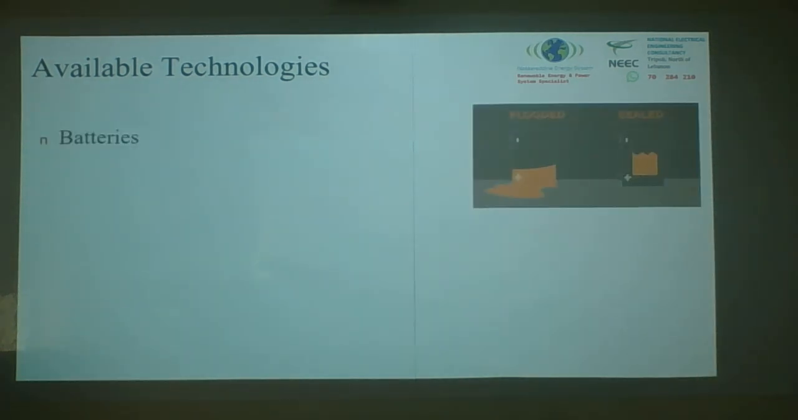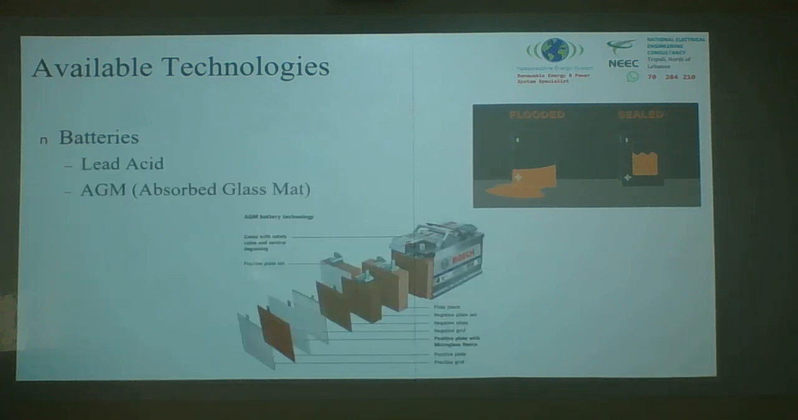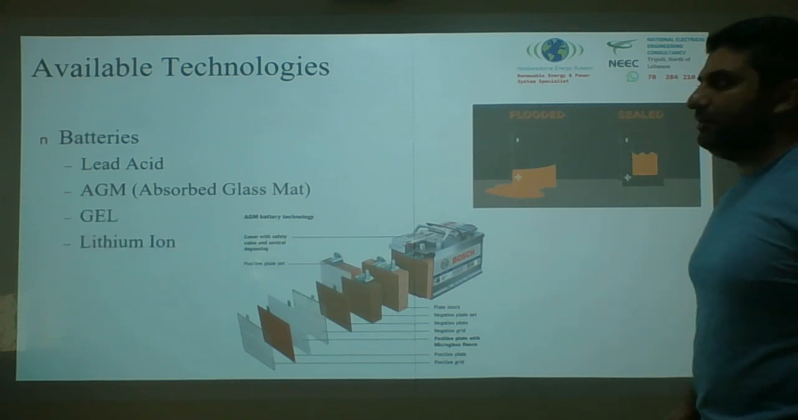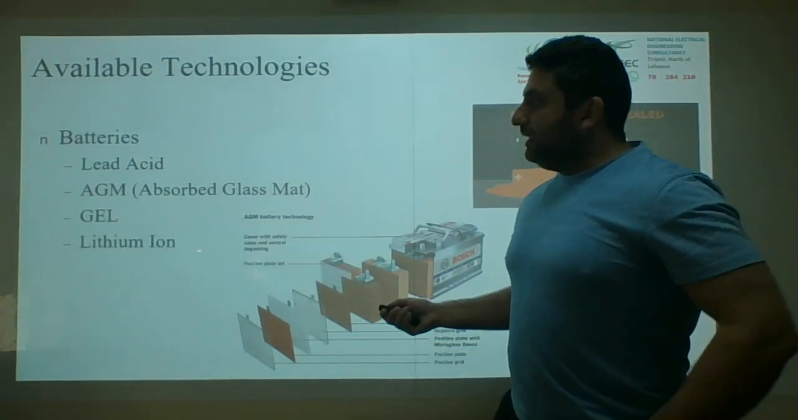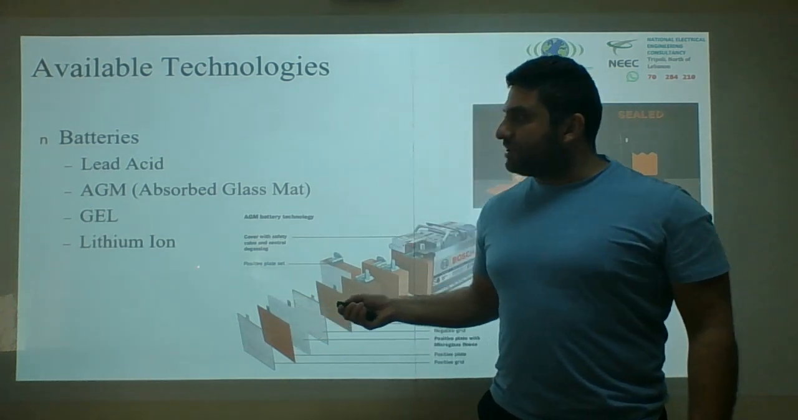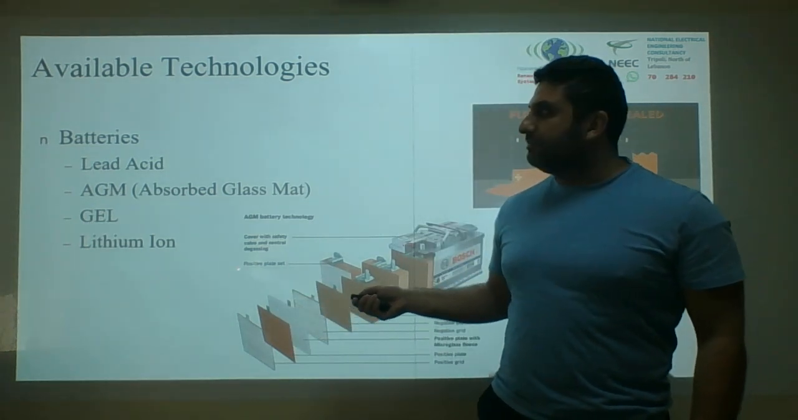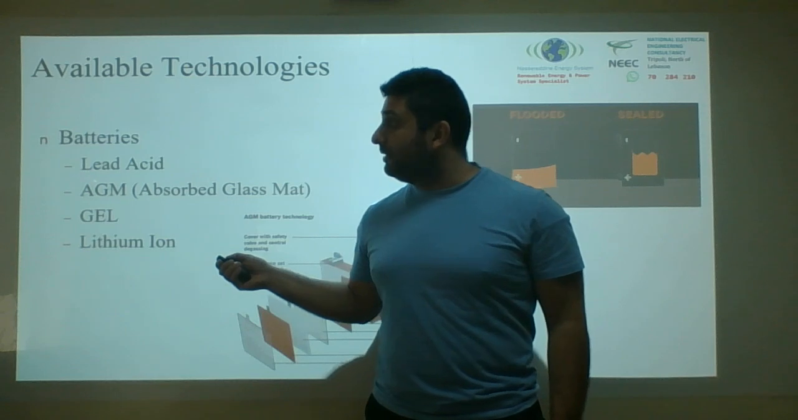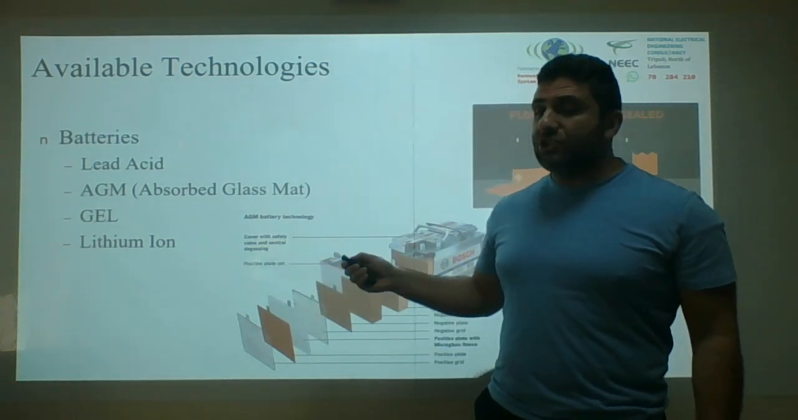The batteries. What type of batteries do you guys have available? You have lead acid, AGM (absorbed glass mat), gel, and lithium-ion. Now, lithium-ion is one of the most advanced ones so far, however, it costs a lot of money. Lead acid could be the cheapest one. What's the difference between AGM and a gel?